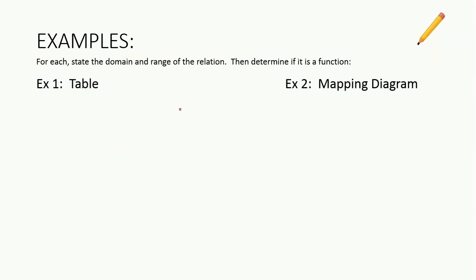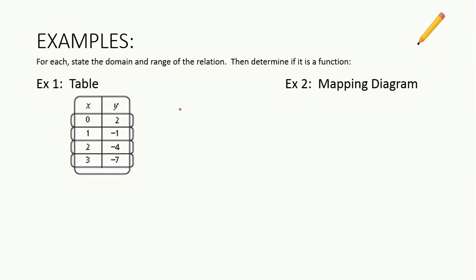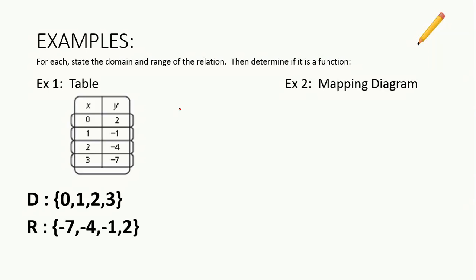So let's take a look at how this actually looks. You're going to see it in three different ways. You're going to see one as a table. So your domain is your x values, which is 0, 1, 2, and 3, right? So it says in the x column you have your x domain. Your range is -7, -4, -1, and 2. Notice how I went in increasing order, okay? So let's look here. Does this relation meet the function criteria? Do I have each domain value going to only one range value?